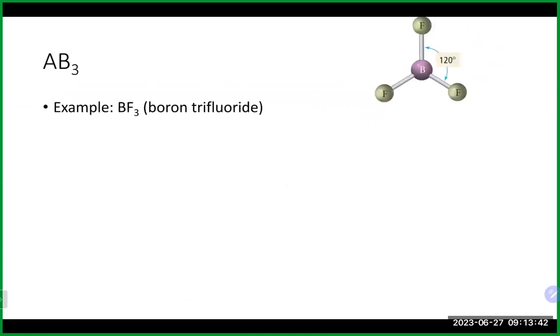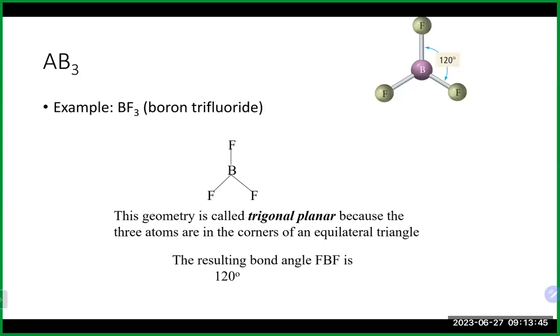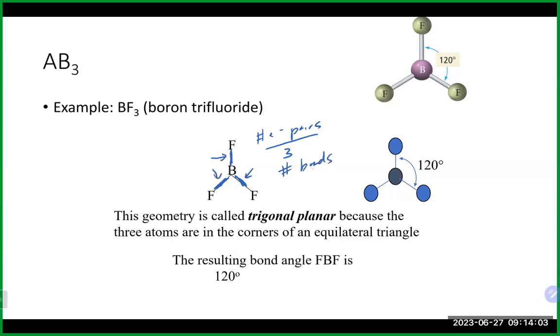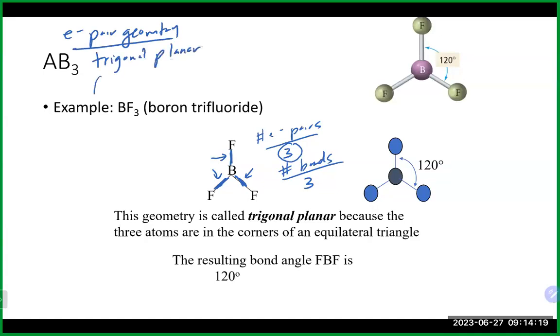The next example is something with a central atom and 3 things attached, like BF3. In this case, the number of electron pairs, we have 1 electron pair, 2 electron pairs, and 3 electron pairs. The number of bonds here is also 1, 2, and 3. So for something with 3 electron pairs, the electron pair geometry name is going to be trigonal planar, or some people call it triangular.